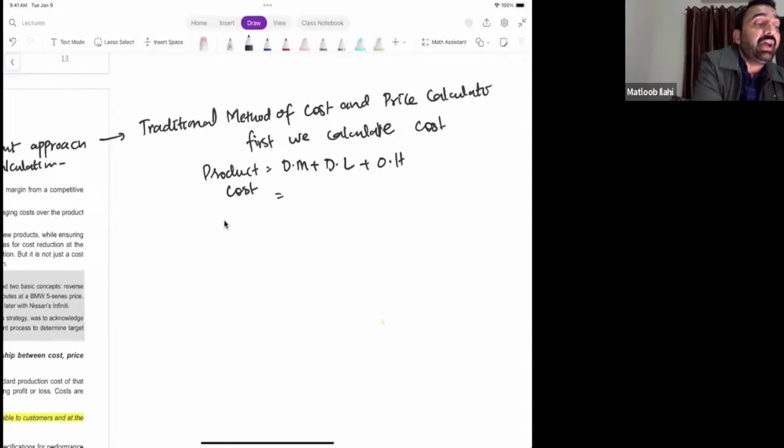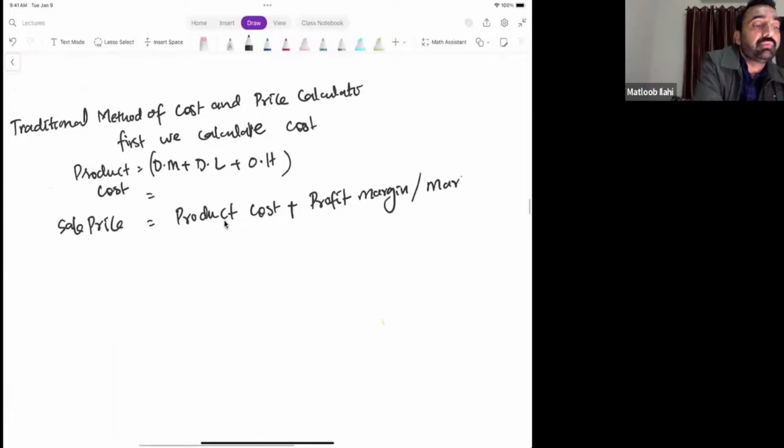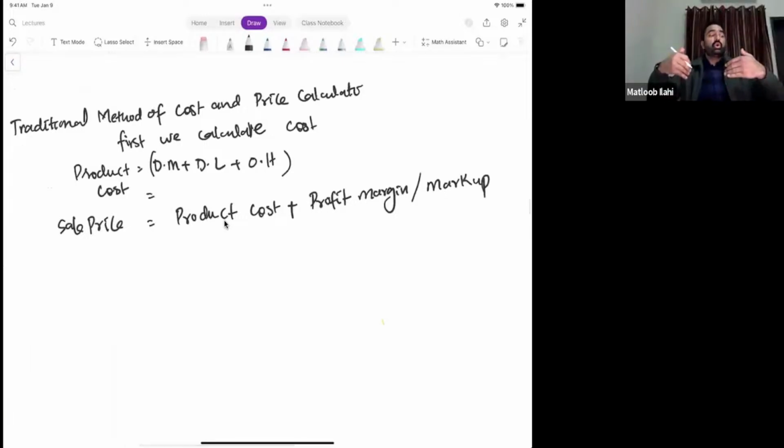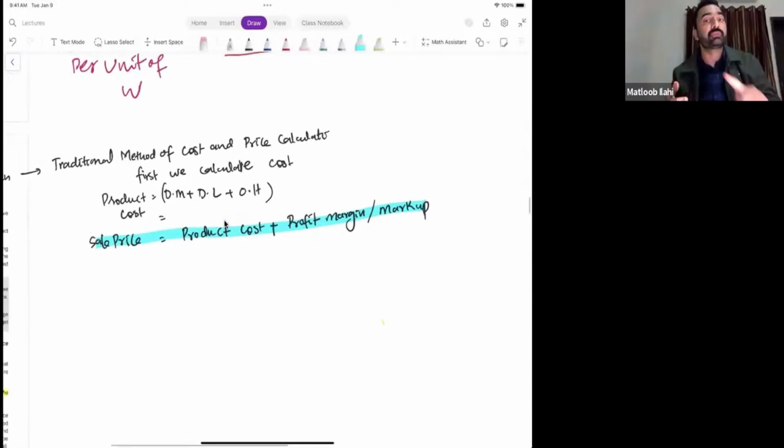Once this is done, we add the price. So for price or sale price, we add product cost plus profit margin or markup, whatever we will add to the sale price. We will add to the product cost. So this is the traditional equation or traditional model of cost calculation and price calculation.